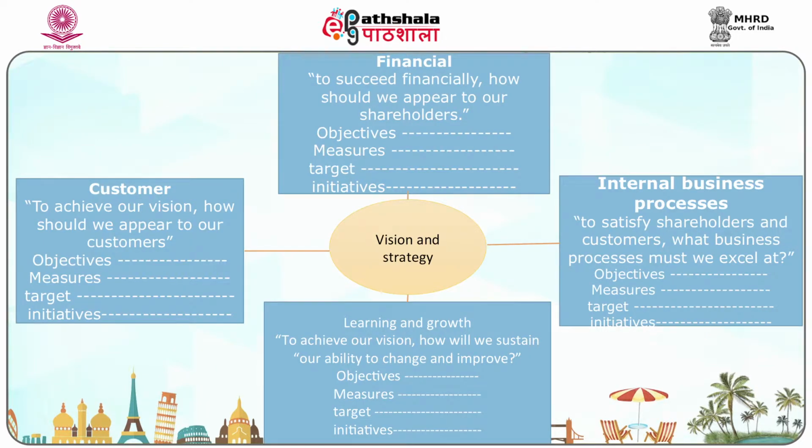Approaches: the balanced scorecard approach. Financial: to succeed financially, how should we appear to our stakeholders? Objectives, measures, targets, initiatives. Customer: to achieve our vision, how should we appear to our customers? Objectives, measures, targets, initiatives. Internal business processes: to satisfy stakeholders and customers, what business processes must we excel at? Objectives, measures, targets, initiatives. Vision and strategy.